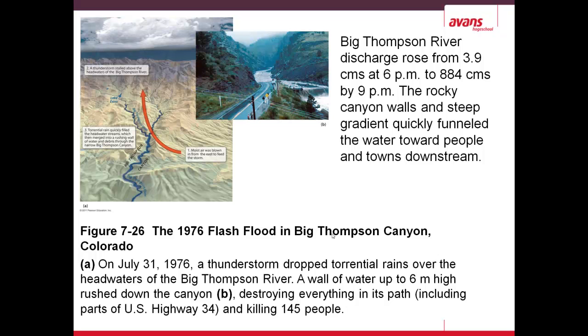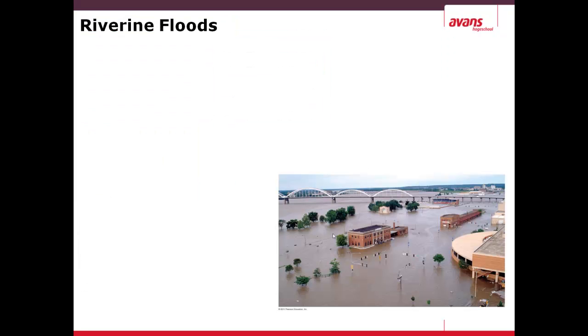Flash floods are a type of flood which forms extremely rapidly. An example of this is within a 3-hour period. The Big Thompson River, which had a discharge of 3.9 cubic meters per second, rose in that 3 hours' time to 884 cubic meters per second. This formed a 6-meter high wall of water, which went through the Big Thompson River basin, destroying everything, including a highway, and killing 145 people.